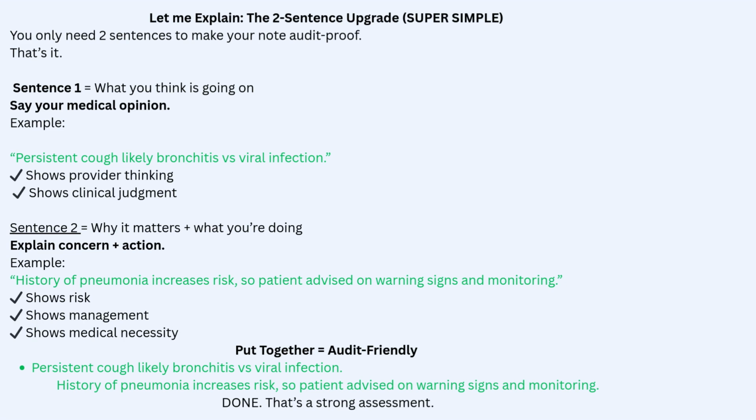Okay, so sentence number one is what you're thinking is going on, right? So you're going to say persistent cough, likely bronchitis versus viral infection. It shows provider thinking, it shows clinical judgment. Now, sentence number two, why it matters, what you're doing. So you're going to say history of pneumonia increases risk, so patient advised on warning signs and monitoring, right? And this one shows the risk, it shows management, and it shows medical necessity. And if you put that together, you're going to have a great assessment, audit proof. Okay?